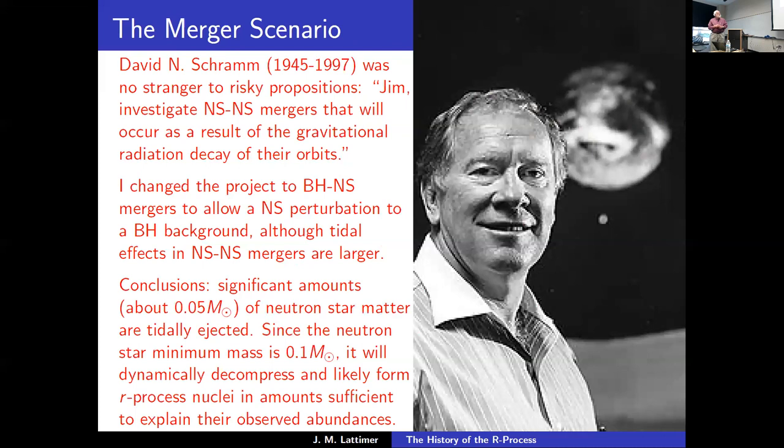So he suggested that as a result of gravitational radiation decay of their orbits, neutron stars would ultimately coalesce and something interesting could happen. And this was really speculative at the time because neutron stars had just barely been discovered and no neutron stars in binary systems were yet known, although they were being searched for at the time.